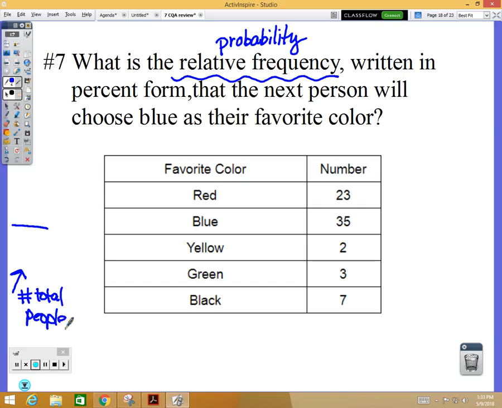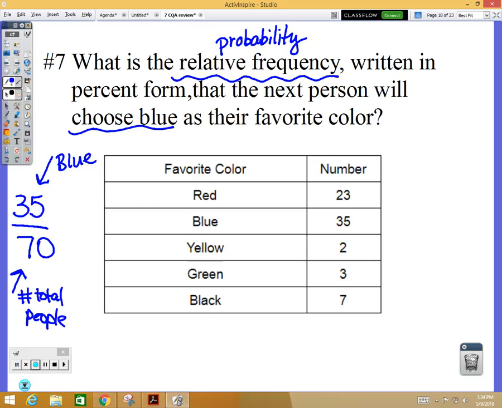How would we find the total number of people? Add them all up. So why don't you do that while I answer my phone? All right, so how many total people were surveyed? 70 total people. So again, you should have added up all of these numbers using your calculator. That's why I asked you to get one. Now we're talking about blue. So the numerator is going to be the amount of people that chose blue, which is 35 chose blue.